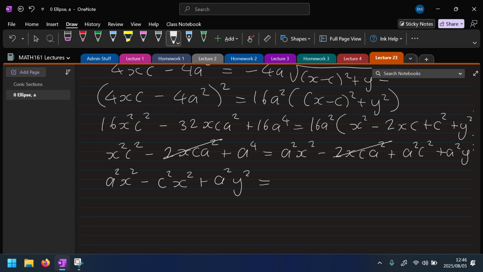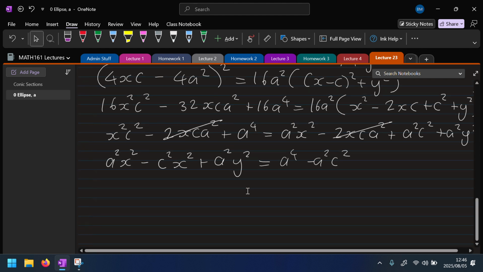Okay, so x squared, y squared, we leave it on one side. All the other stuff we take over. So that's going to be the a to the 4 minus a squared c squared. So that's the remaining constants. Okay, now we can do some factoring.